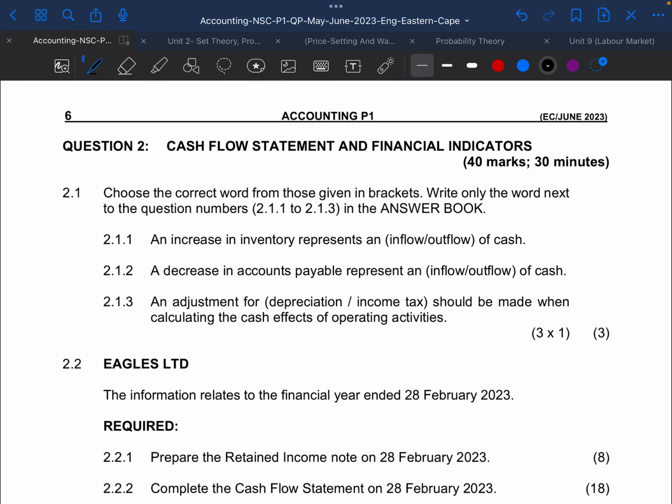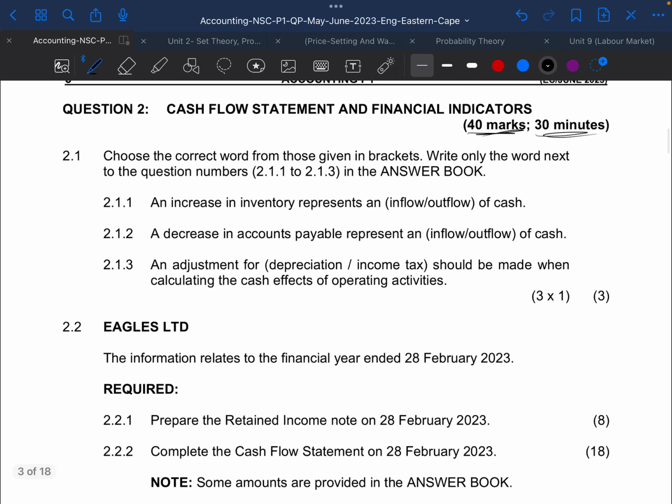Question 2, cash flow statement and financial indicators, which is 40 marks, and we're supposed to complete that in 30 minutes. Okay, so choose the correct word from those given in brackets. Write only the word next to the question numbers 2.1.1 to 2.1.3 in the answer book. So the very first question says an increase in inventory represents an inflow or an outflow of cash. So here, an increase in inventory simply means we bought more inventory and we have used more cash. So now if we have used more cash, that is an outflow.